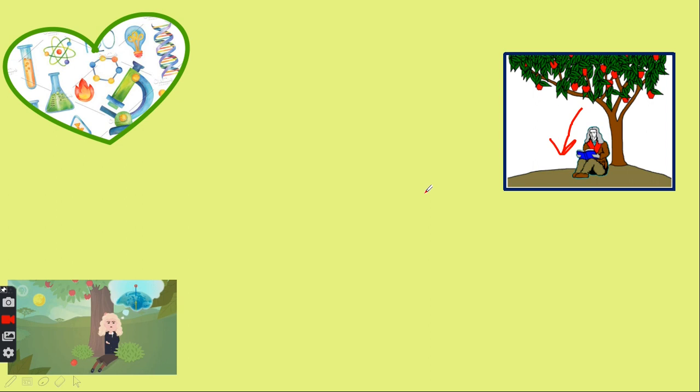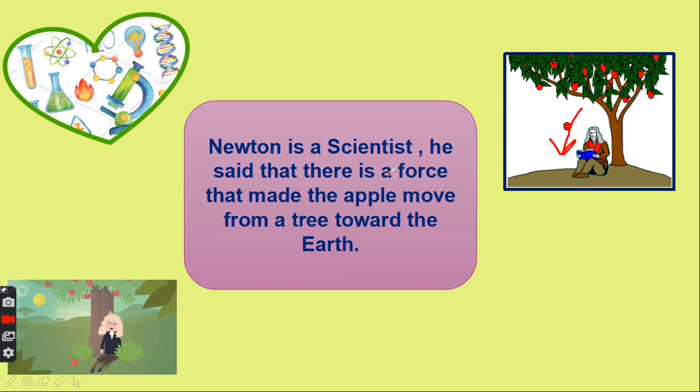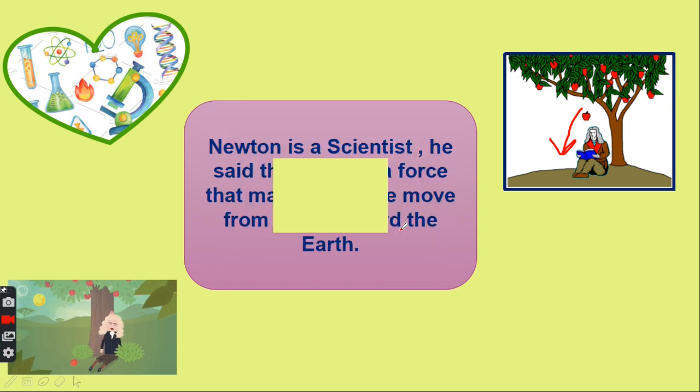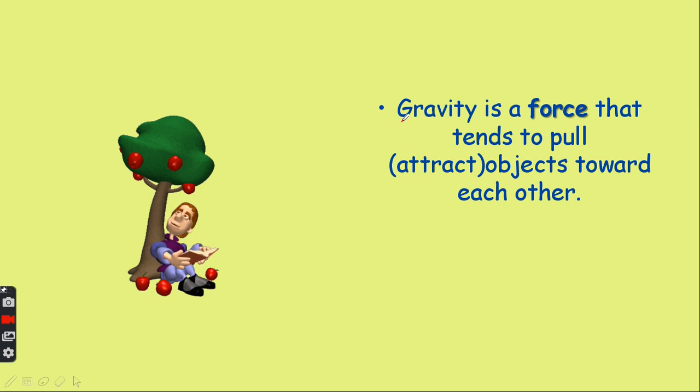So he thought and thought a lot. So Newton is a scientist. He said that there must be a force that made the apple move from the tree, pulled the apple down toward the earth. So he thought, what is this force? He said that this force is gravity.